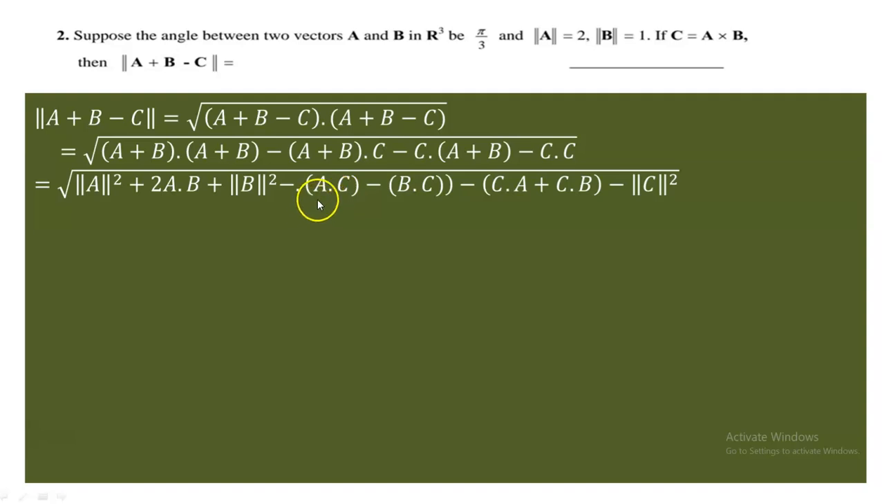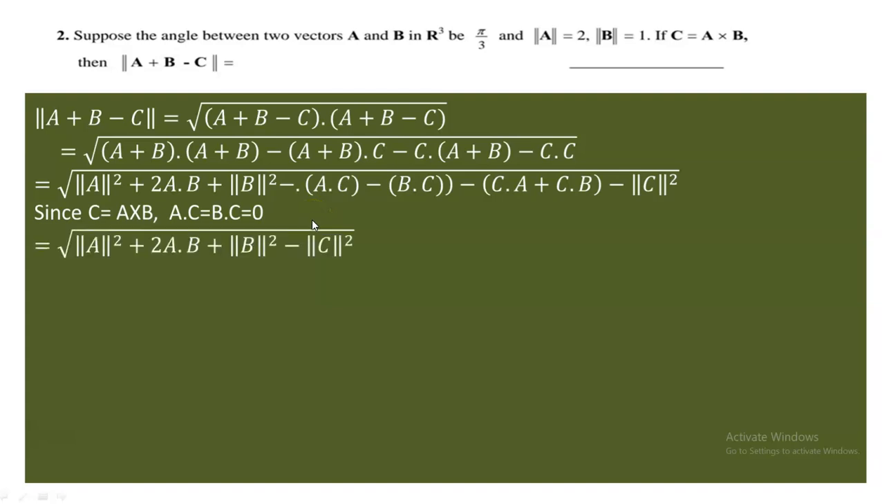So from this expression, together with these two, everything here goes to 0. So what's going to remain is this expression alone: norm of A squared plus 2 A dot B plus norm of B squared minus norm of C squared, right? The idea is explained over here.